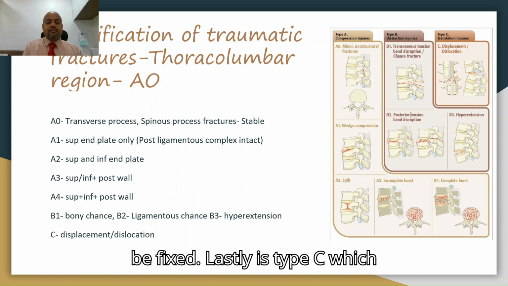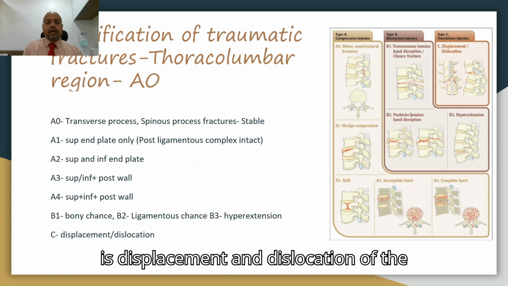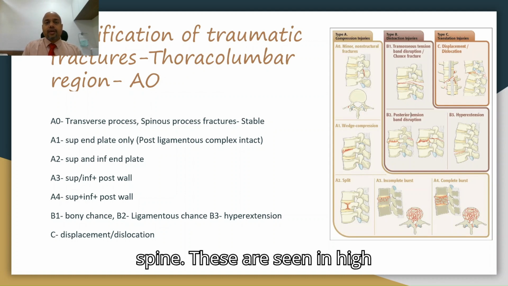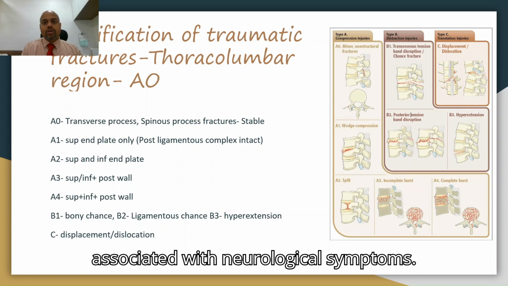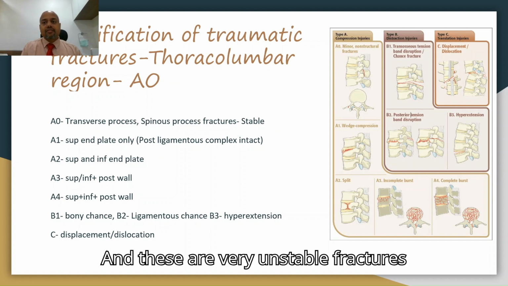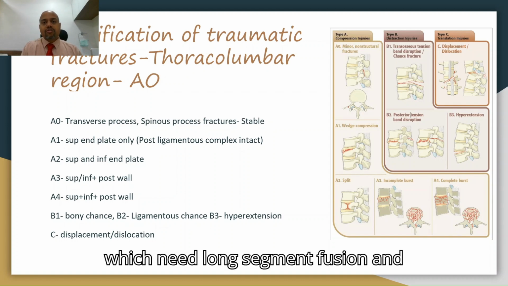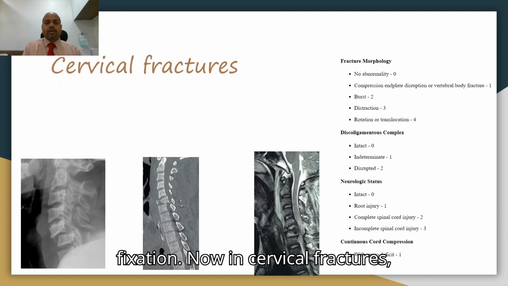Lastly is type C, which is displacement and dislocation of the spine. These are seen in high trauma injuries, and these generally are associated with neurological symptoms, and these are very unstable fractures which need long segment fusion and fixation.